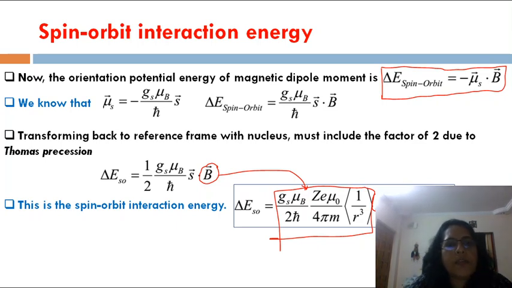This is just a revision of the concept, where delta E SO leads to a change in energy when, under an intrinsic or extrinsic magnetic field, the spin motion and orbital motion are influenced. Due to the influence of this motion, whatever the change in energy, that is counted by using this expression.